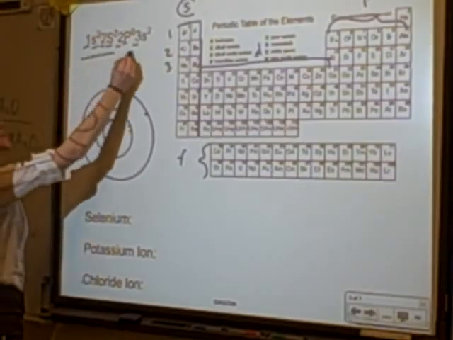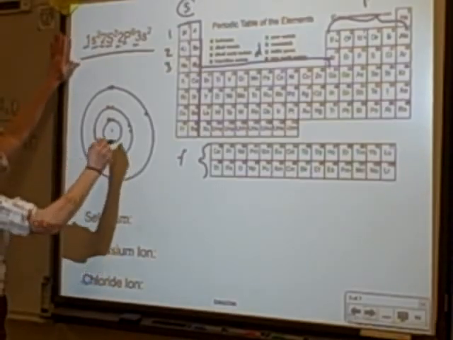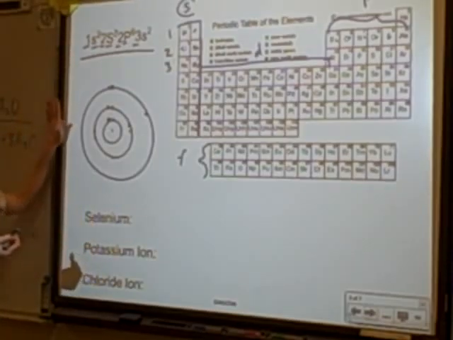Okay, so what this does is describe where electrons would be for an atom. An atom that has this many electrons would have its electrons arranged like that. Okay, let's try a couple.